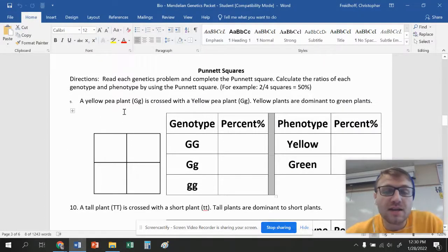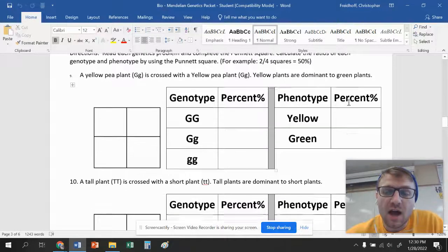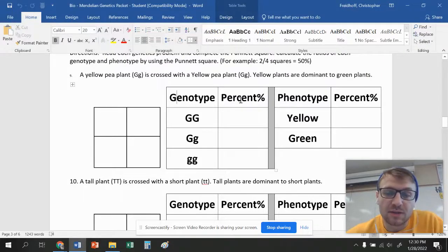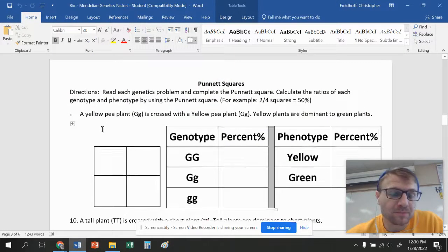Punnett squares. In this next section, you can see each of these sections is divided by a bolded title. This is going through a Punnett square. These are called monohybrid Punnett squares. I start you off by showing you what I want you to write down: the genotypes, the percent, the phenotypes, and the percent.